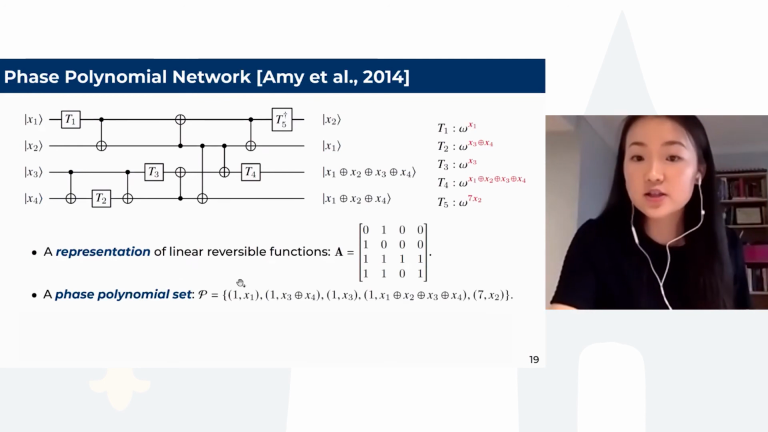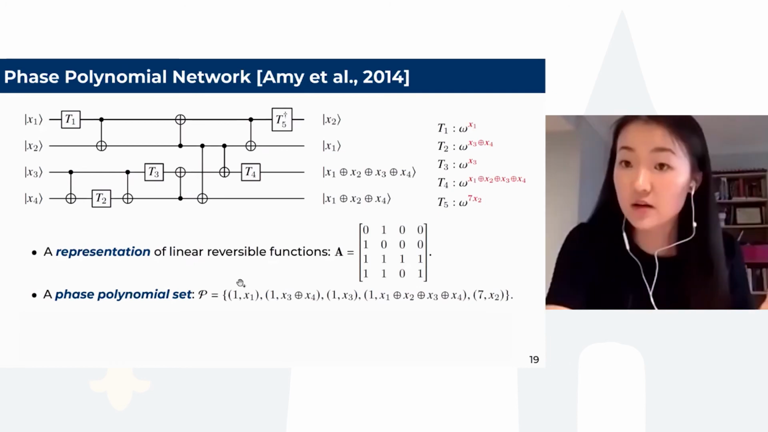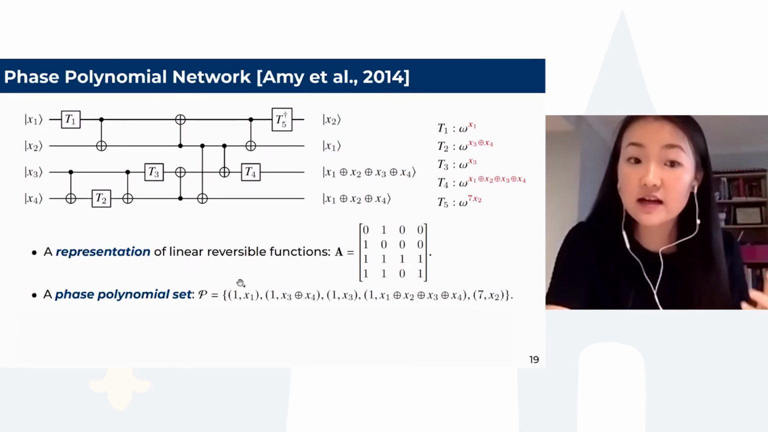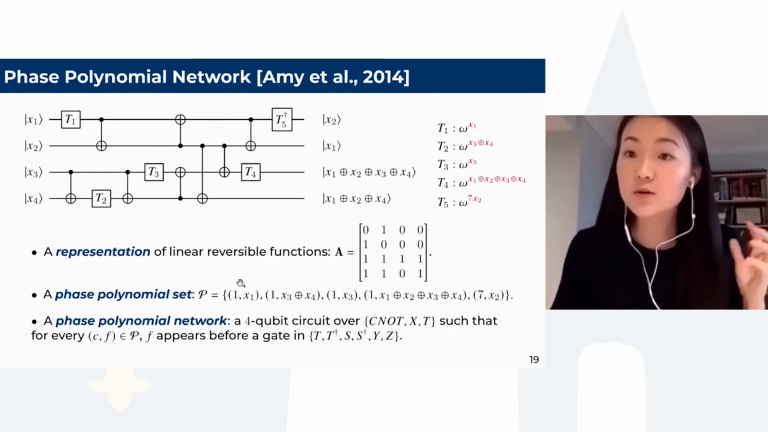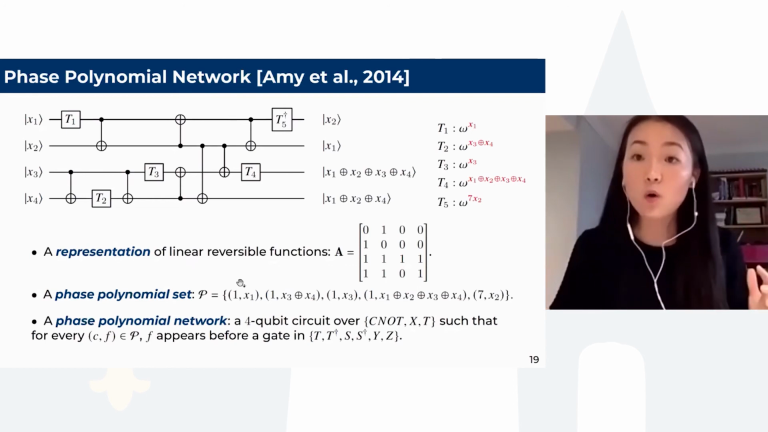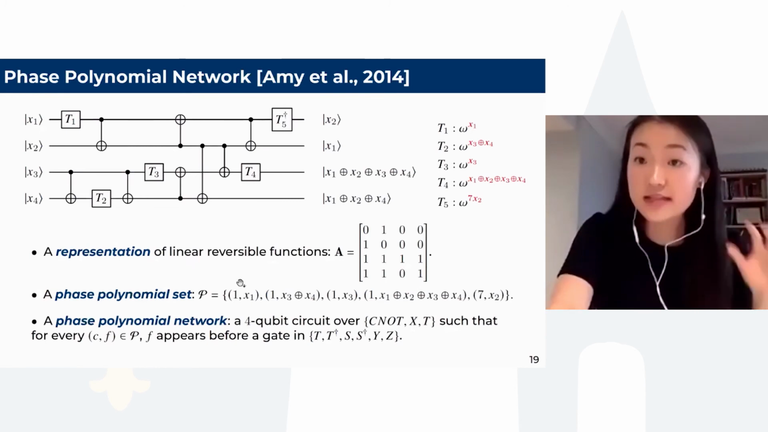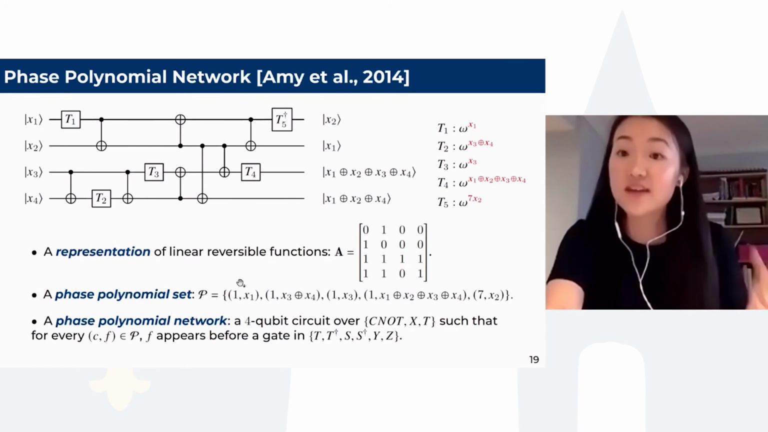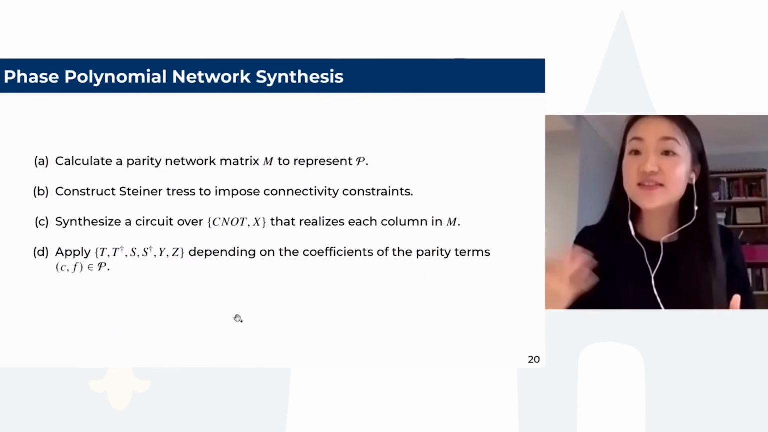They first derive a matrix A that represents the linear reversible function that you can see from the output. And then they collect all of the parity terms from the added phase, and they call it a phase polynomial set. And finally, they define a phase polynomial network that in our context is a 4-qubit circuit over the CNOT, NOT, and T gate, such that every parity term is realized with the appropriate phase gate. And this leads us to the phase polynomial network synthesis.